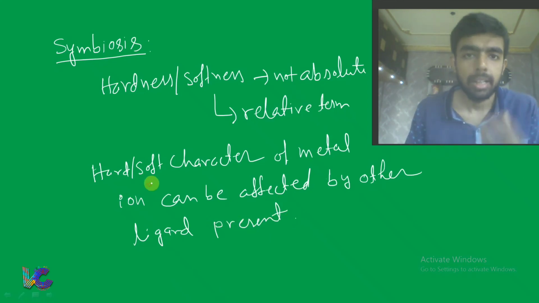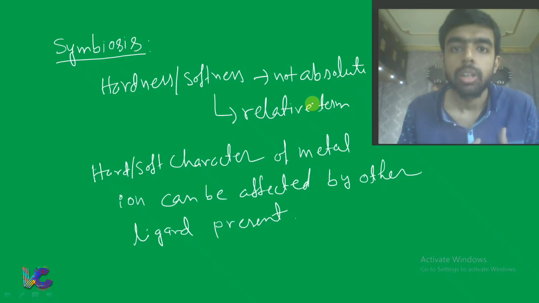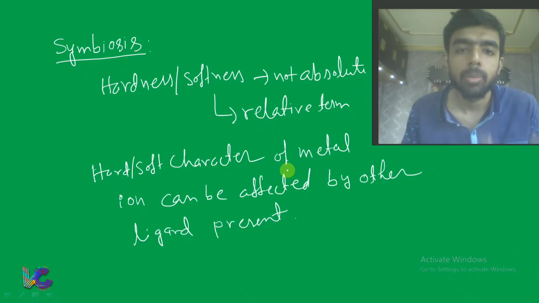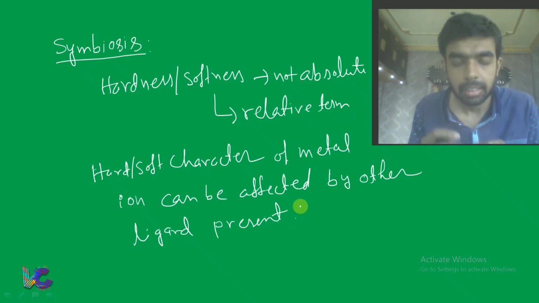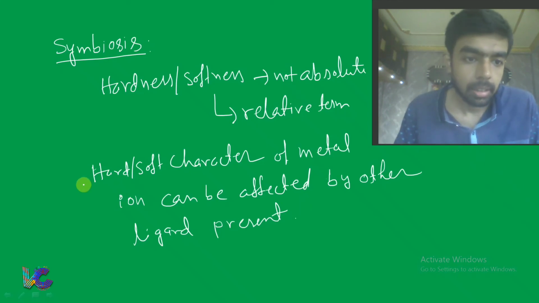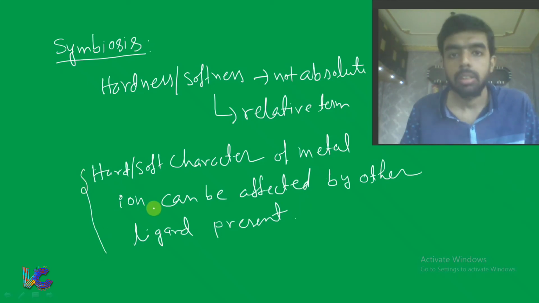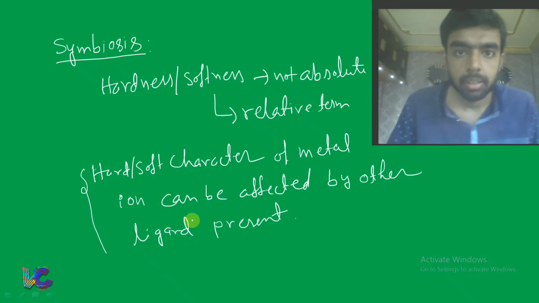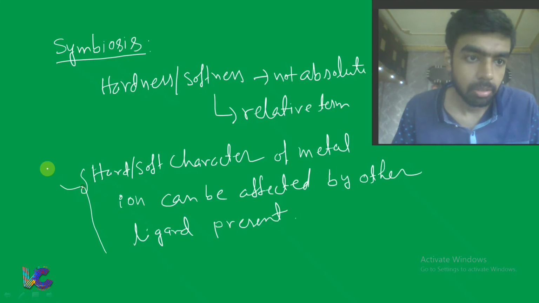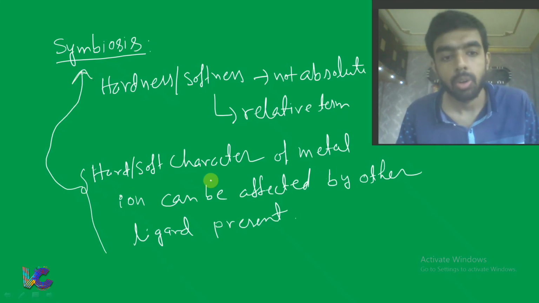So hard and soft character is not an absolute term, it's a relative term, and the hard and soft character of the metal ion can be affected by the other ligand that is present in that complex. Fine, and this change in the soft or hard character, this we call symbiosis.